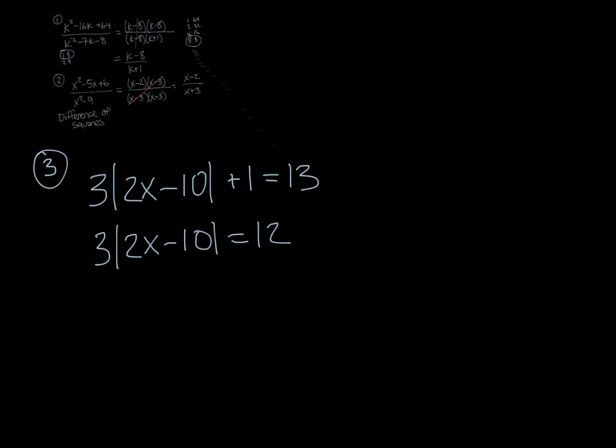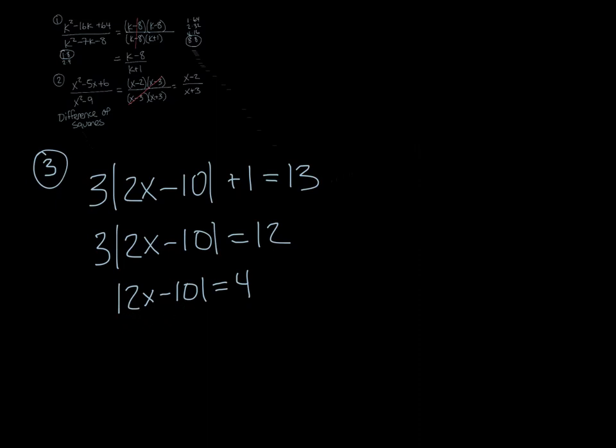Then we can divide both sides by 3. So we're left with the absolute value of 2x minus 10 is 4. Now we've got the absolute value isolated. Here's where the solving for x comes into play. In order to get rid of the absolute value symbols, we need to take into account that whatever's inside this absolute value could be positive or negative.